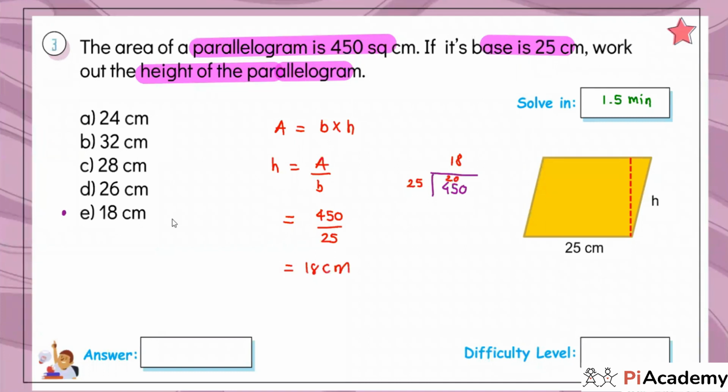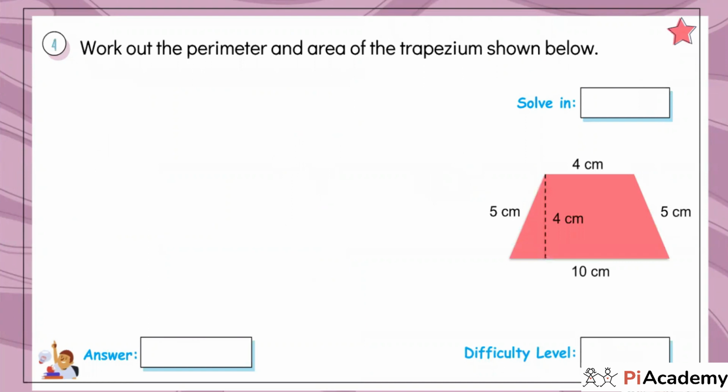Very good. Your answer is absolutely correct. So the answer is 18 centimeters. And the difficulty level, I'd say it's easy, unless you have a problem with short division. If you have a problem with short division, then please revise this concept, because it is very essential. Okay.